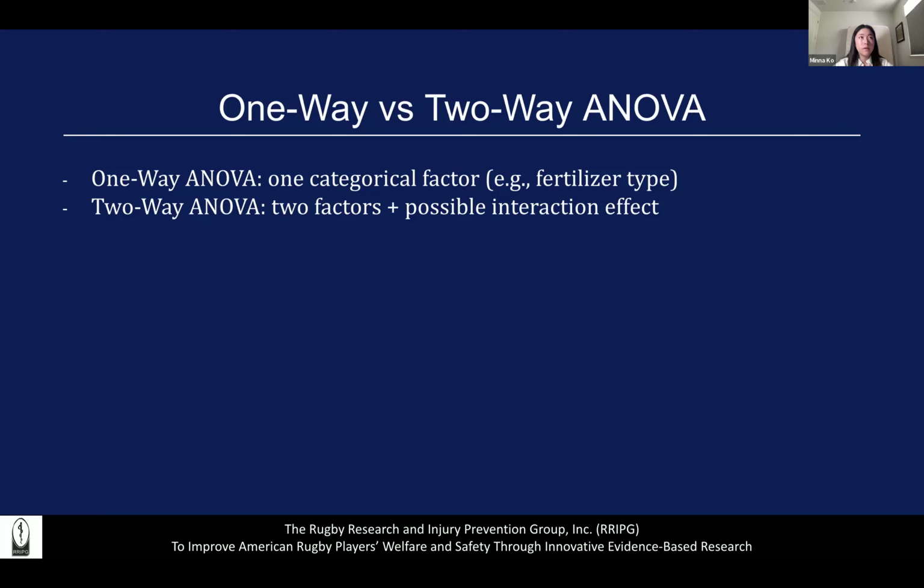There are 2 common types of ANOVA. There's one-way, which just looks at one factor, like different brands of running shoes or something like that. And two-way, which looks at 2 factors. So maybe it'll look at shoe brand and gender and even check if there's an interaction effect between them.